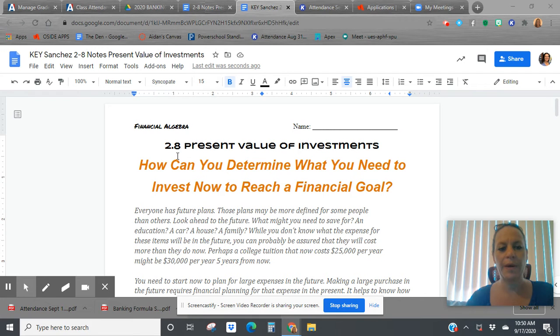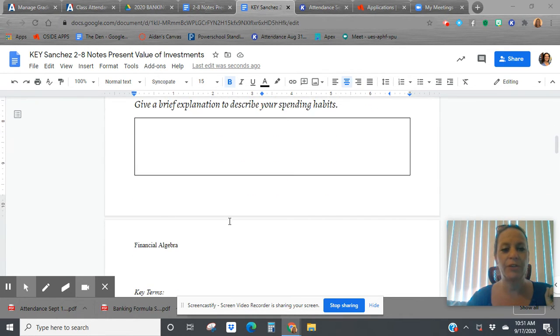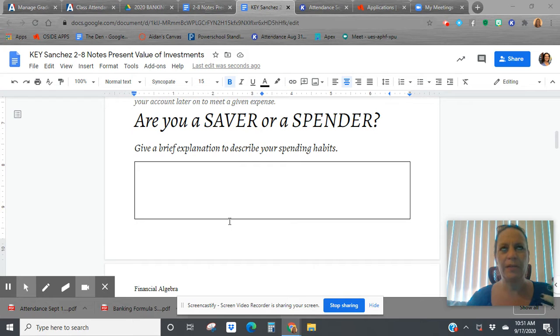Okay, let's talk about this new section, 2.8, the present value of investments. How can you determine what you need to invest now in order to reach a financial goal in the future? This one's going to have two new formulas today, but one's sort of just a variation of one we're used to. And as we're thinking about this, we want to think in terms of our lifetime goals.